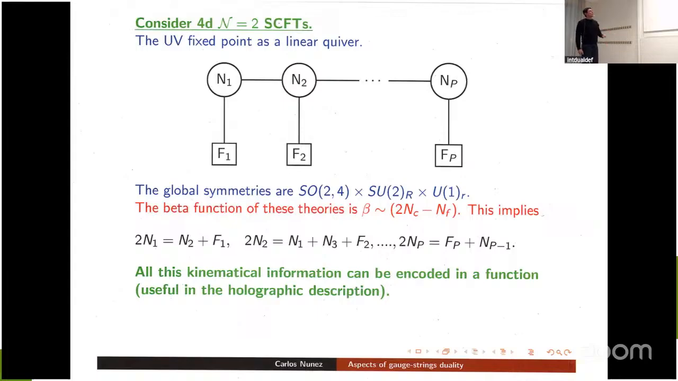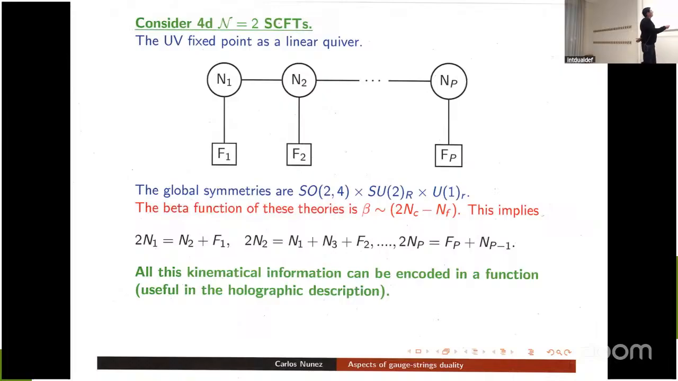When the system is conformal, the global symmetries of this field theory are SO(2,4), that's the conformal group in 4 dimensions. And when the system has N=2 supersymmetry, it has what is called an R symmetry. You can think of it as a flavor-like symmetry, SU(2) times U(1).